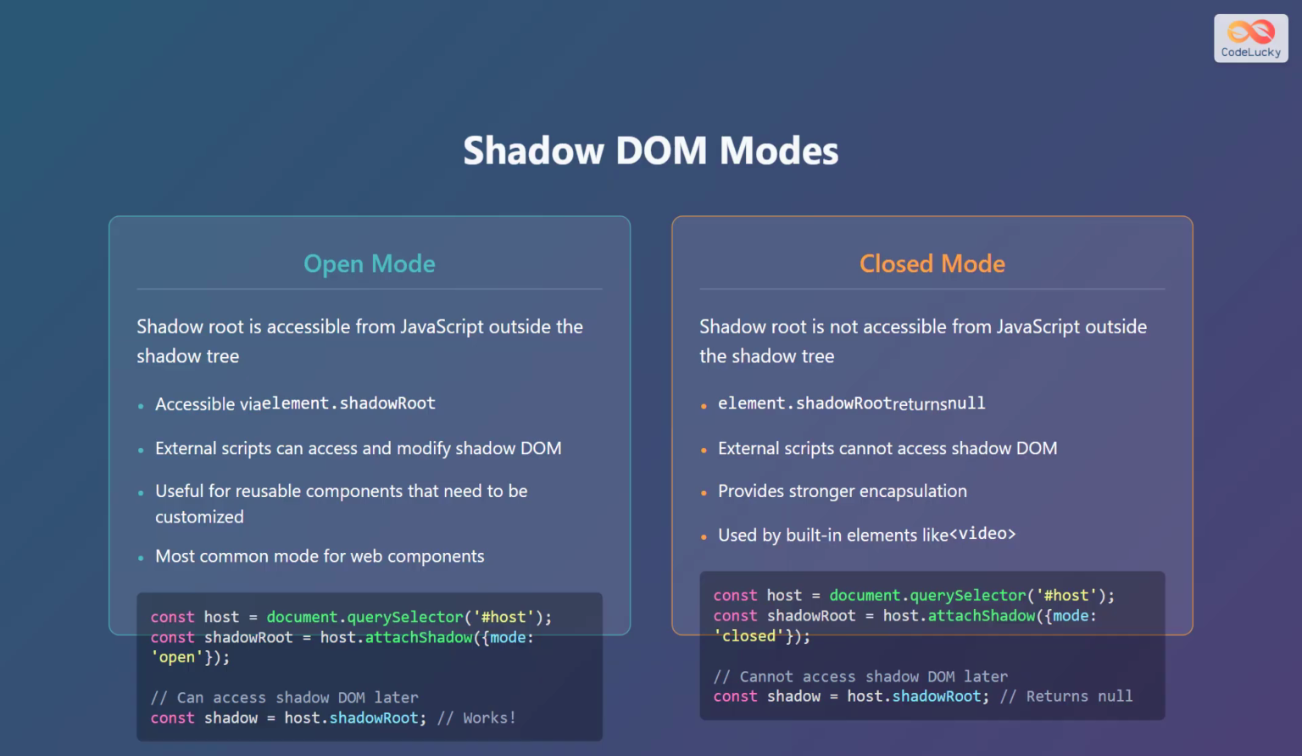On the other hand, when the mode is closed, the shadow root is not accessible from JavaScript outside the shadow tree. Element.shadowRoot returns null. External scripts cannot access the shadow document object model. It provides stronger encapsulation and is used by built-in elements like the video tag. The code snippet represents how it returns null when the mode is closed.